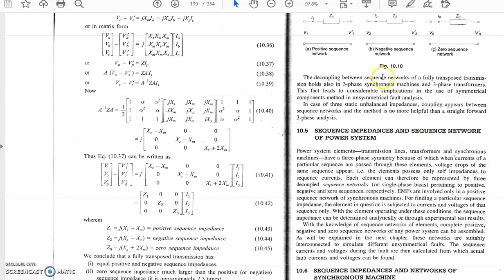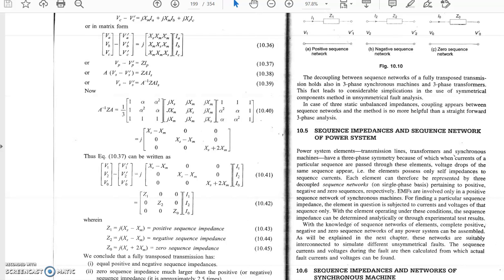Because these are decoupled equations, we can also make separate networks for the positive, negative and zero sequence. These are called the positive sequence network, negative sequence network and zero sequence network, where V1 minus V1 dash becomes Z1 into I1, V2 minus V2 dash becomes Z2 into I2, and V naught minus V naught dash becomes Z naught into I naught. So this is the derivation, and this is the study of the transmission line.